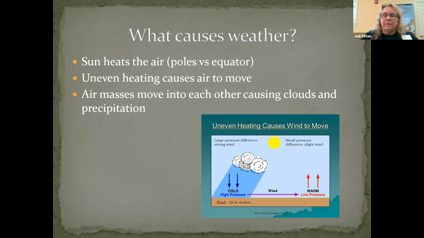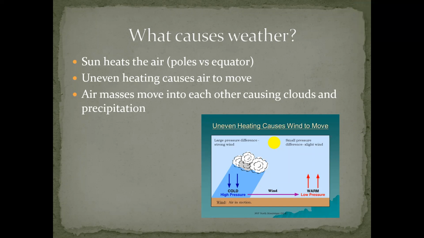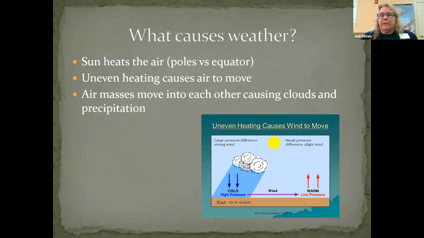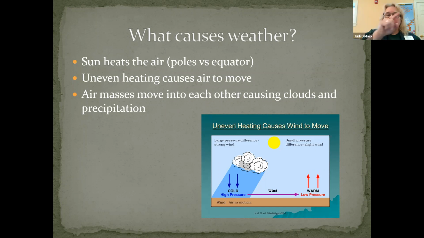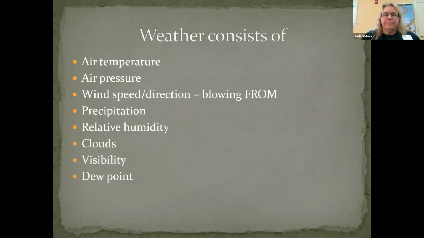To kind of envision this, imagine a fish tank, say a 10-gallon fish tank. You fill it with water, and then you've got a little heater on one side. If you put some dye into it, you'll see the warm water goes up, moves across the tank, cools off, sinks, and goes back, and the cycle repeats itself. It's called convection. That's what causes weather.